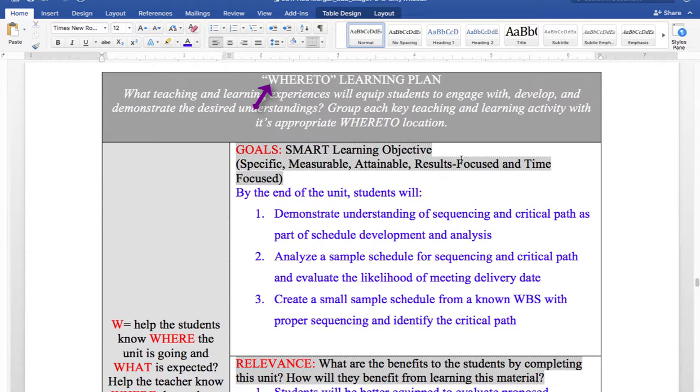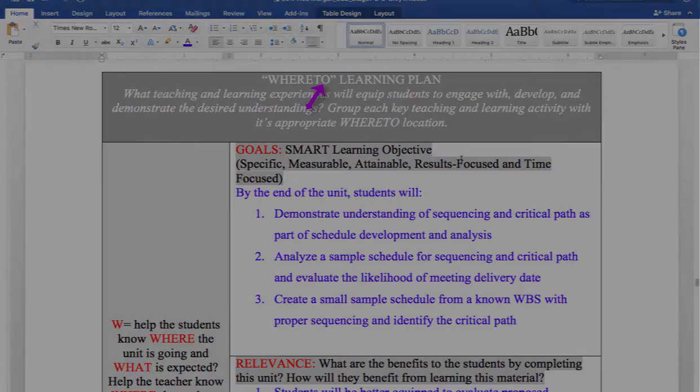The WHERETO plan stands for W, which is where are we going, why, and what is expected. The H is hooking and holding the student's interest. The first E is equipping students for performance. The R is for how we will help students rethink and revise and even reflect on their work. The second E is for self-evaluation and reflection. The T is for tailoring learning towards varied needs, interests, and styles. And the O is how we would plan to organize and sequence the learning.